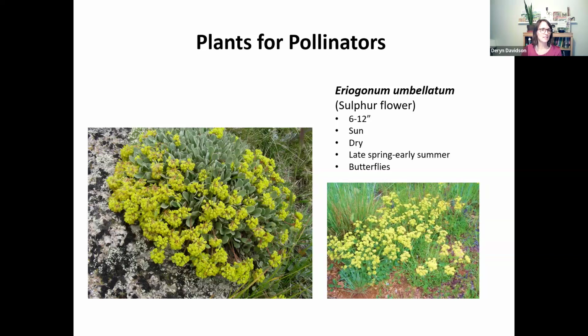So one is sulfur flower, called sulfur flower because it has these bright, sulfur yellow flowers. And you can sort of see that mounding foliage that's grayish green. In the fall, it gets really pretty fall color, actually. It turns kind of a dark maroon color, and it stays that way all winter long. So again, you can have that winter interest. Butterflies love these plants.